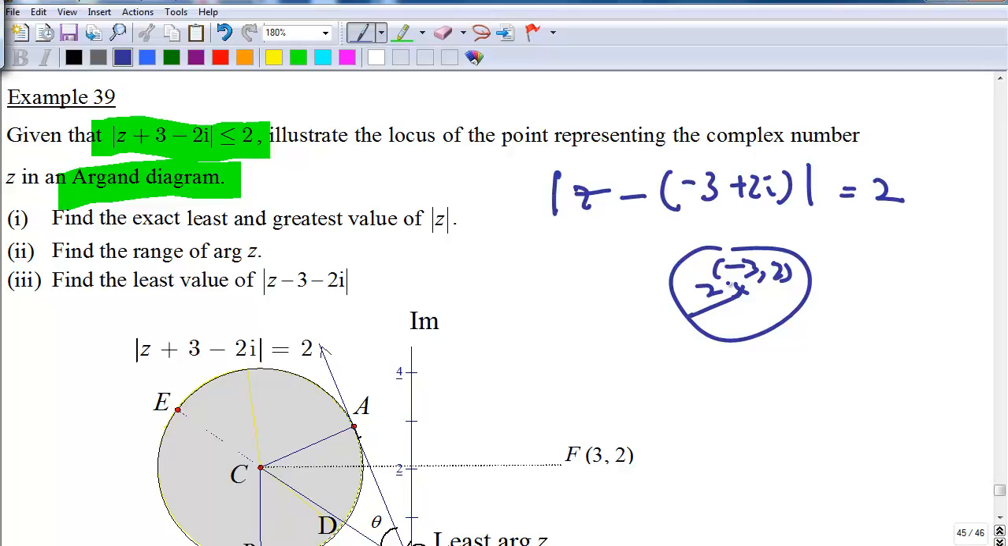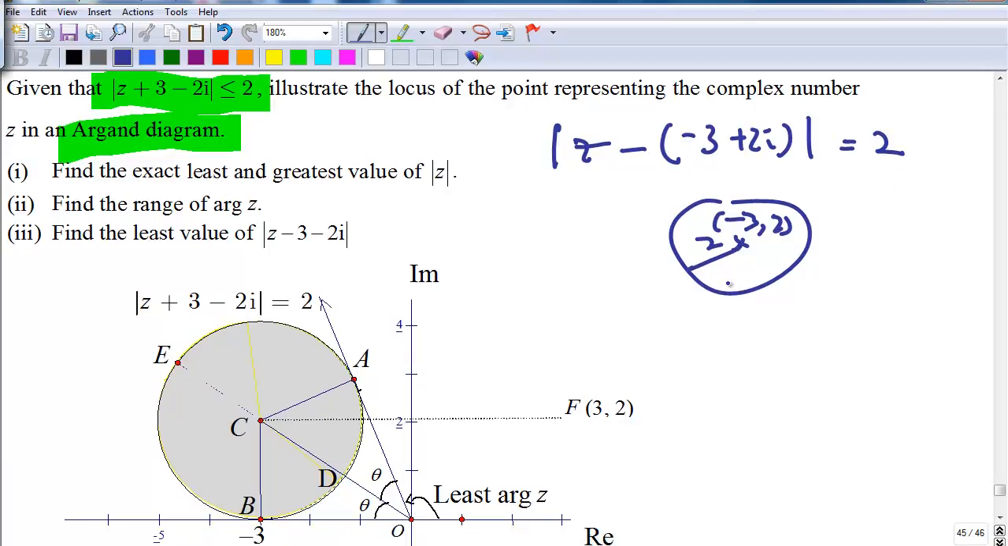Okay, now in your notes the diagram has been drawn very nicely for you. You have the circle here, alright, and the less than or equals to 2 sign just indicates that you have points inside the circle as part of your locus, inside as well as on your circle. So that's why your diagram looks like this.